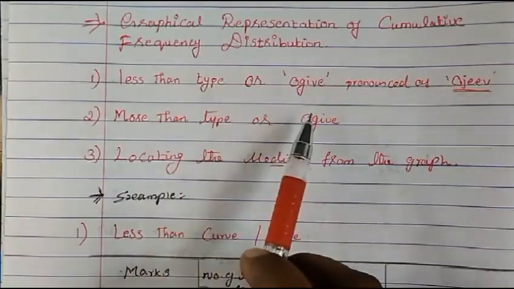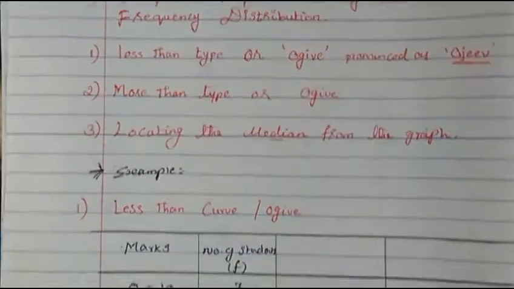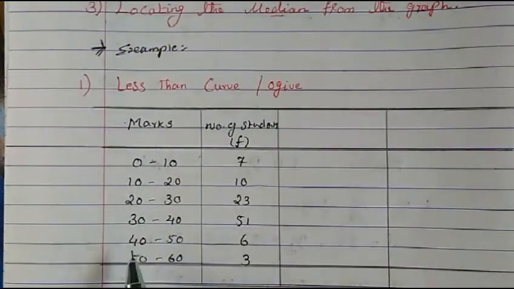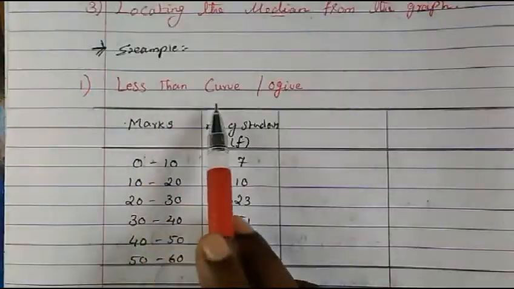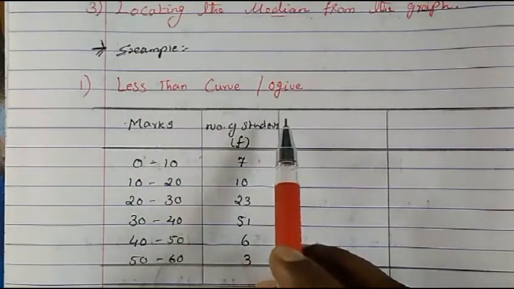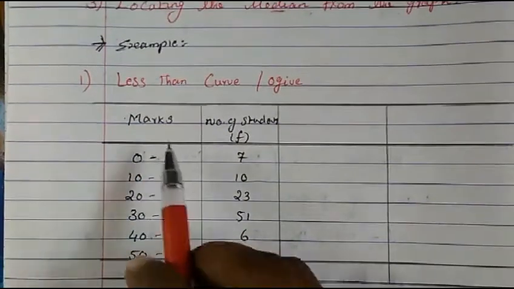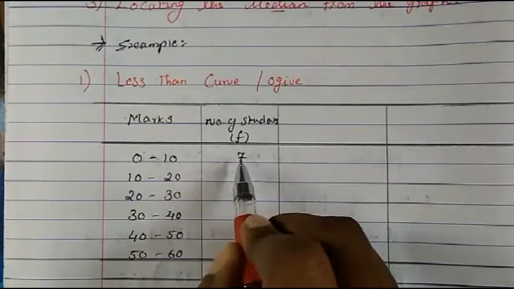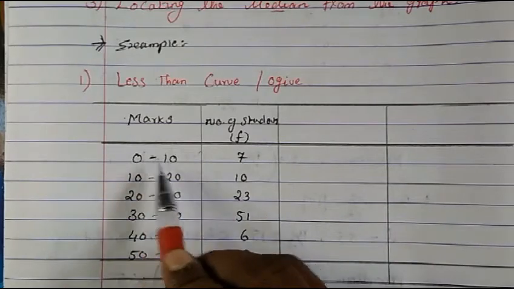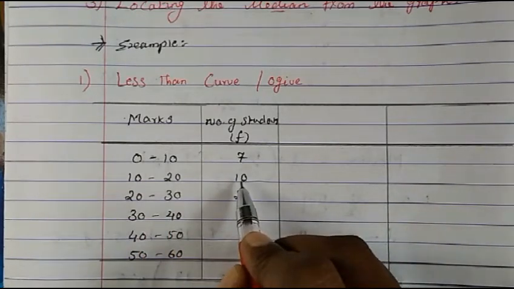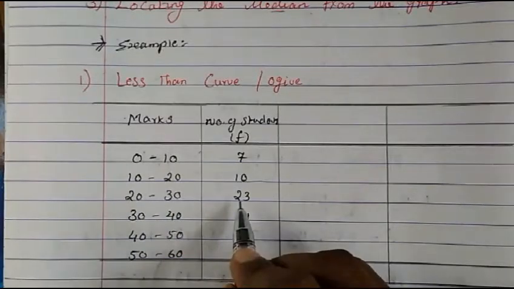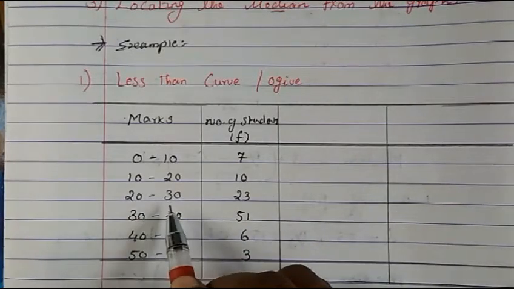First let us see the first type, that is the less than type curve or less than type ogive. For example, I have taken here marks of the students and number of students. This is for the less than ogive type. Marks of the students are there, and the frequency is given as number of students. There are 7 students whose marks are between 0 to 10. There are 10 students whose marks are between 10 to 20. There are 23 students whose marks are between 20 to 30.